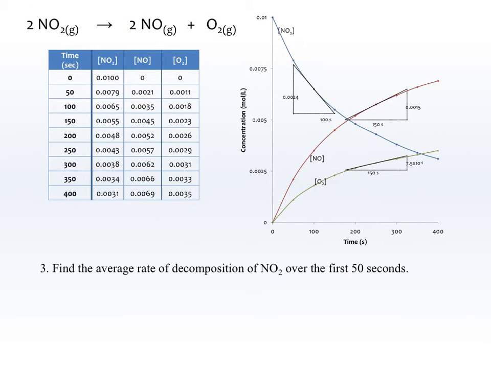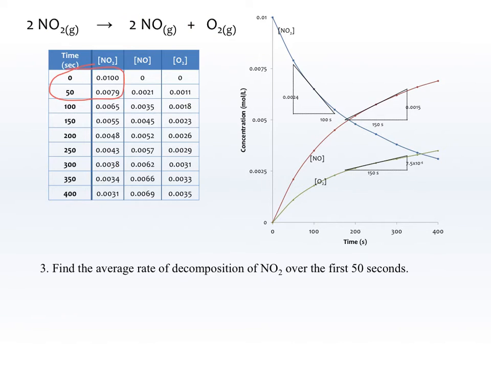Next we've got find the average rate of decomposition of NO2 over the first 50 seconds. Alright, try this one on your own. Right now, get a pen, get a calculator, and find the average rate on your own. Pause your video now. Alright, did you pause your video? I hope you did. I paused long enough to go get a calculator and grab an orange, and let's get started. We're going to find the average rate of decomposition of NO2 over the first 50 seconds.